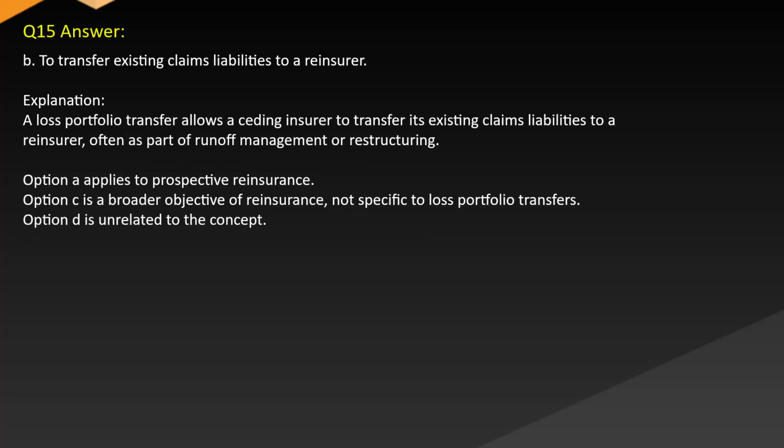Answer B. To transfer existing claims liabilities to a reinsurer. Explanation: a loss portfolio transfer allows a ceding insurer to transfer its existing claims liabilities to a reinsurer, often as part of runoff management or restructuring. Option A applies to prospective reinsurance. Option C is a broader objective of reinsurance, not specific to loss portfolio transfers. Option D is unrelated to the concept.